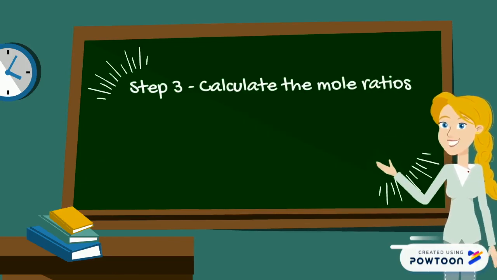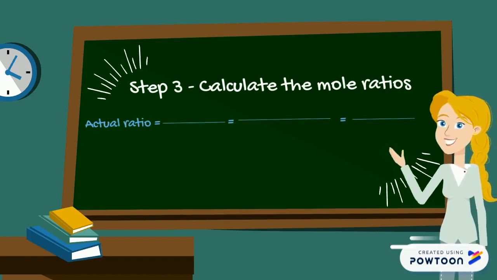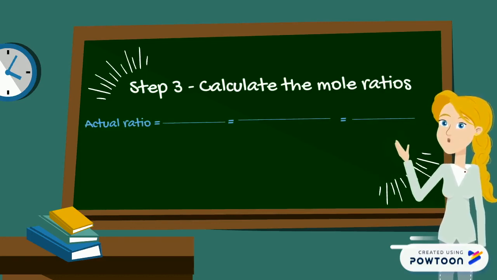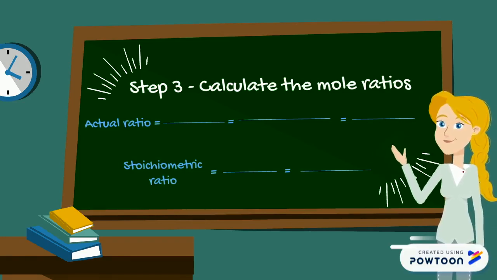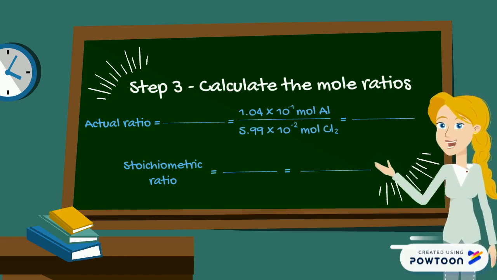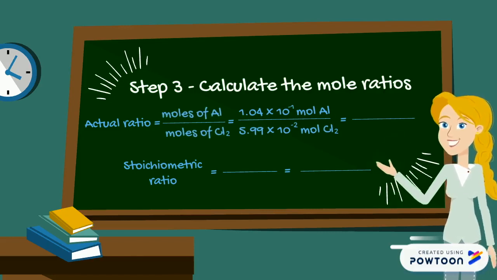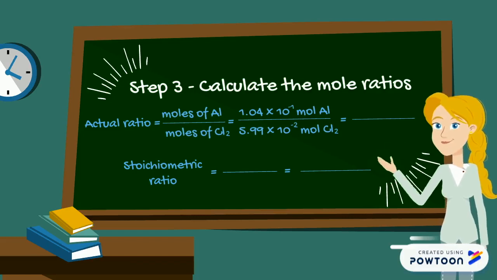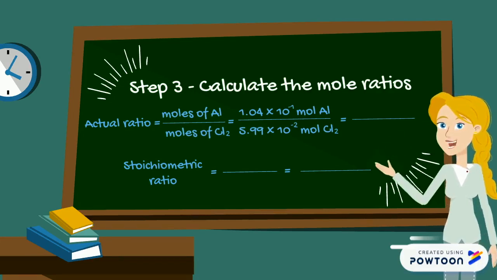In step 3, we calculate the mole ratios. This compares the amount of what we have in the actual ratio to the amount of what we need in the stoichiometric ratio in order to complete the reaction. First, we will use the mole values we just calculated to find our actual ratio of aluminum to chlorine. It is usually easier to put the larger value on top so you get an improper fraction.